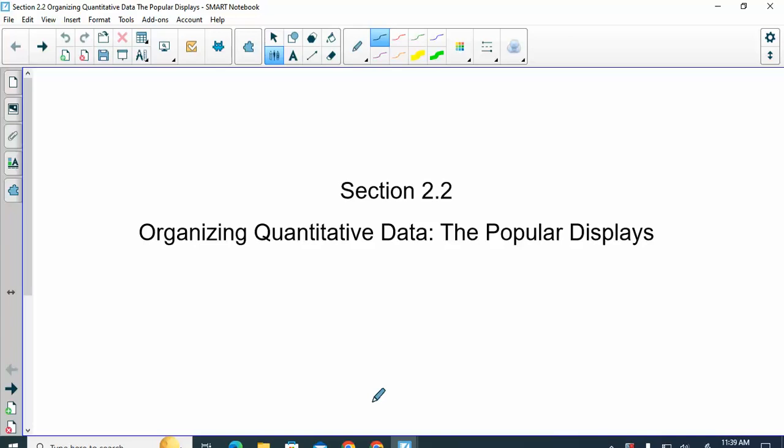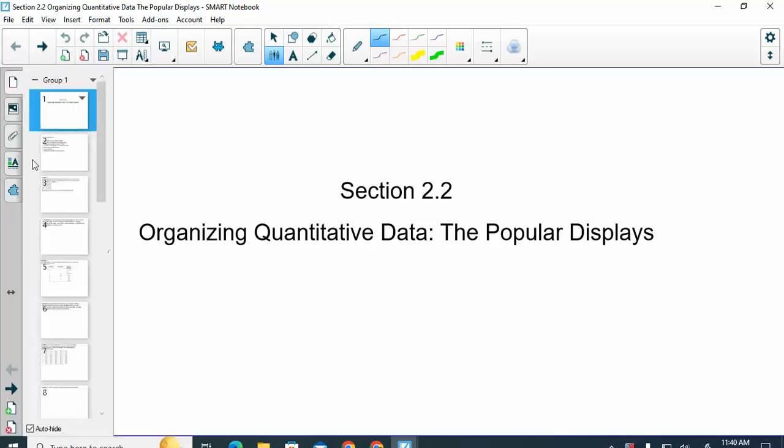Okay, so yesterday we were talking about organizing qualitative data. So ways we could represent that data, mainly bar graphs, pie charts, and tables showing frequency, relative frequency. Today we're talking about what we can do with quantitative data. And what is quantitative data? Involves numbers. Okay, so let's look at an example.